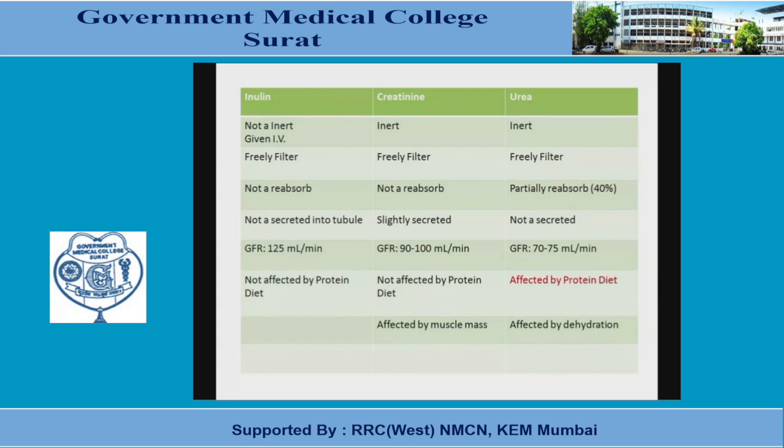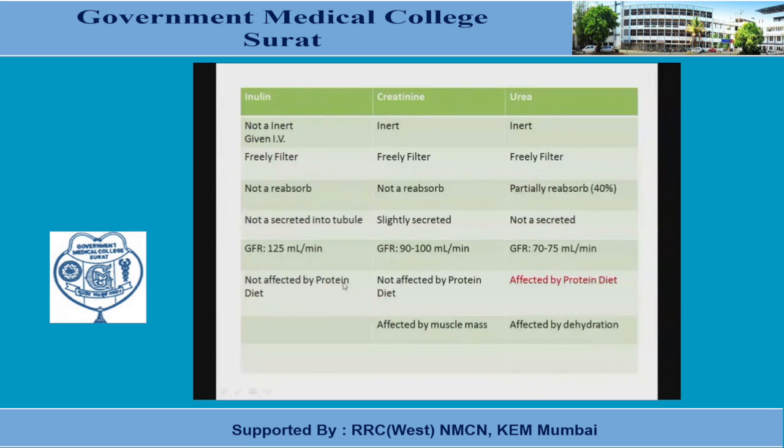Inulin is not secreted by renal tubular cells, but creatinine is slightly secreted by renal tubular cells. GFR by inulin clearance test is around 125 ml per minute. In case of creatinine clearance, it is around 90 to 100 ml per minute, and in case of urea, it is around 70 to 75 ml per minute. These are individual clearance tests for each substance.